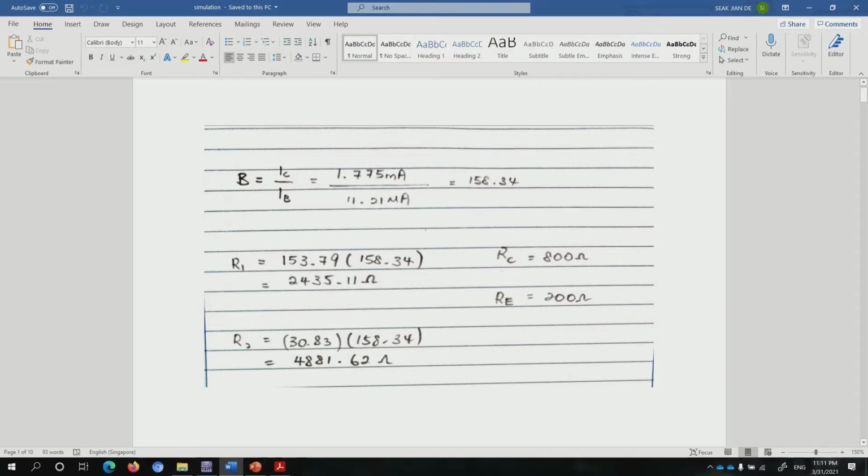for our prelab, which is R1 is 503.79 multiplied with the beta, and we get 2435 ohms. For R2, we get from the prelab 38.83 multiplied by the beta, and the value we get is 4881 ohms. And RC and RE are based on the prelab that we have calculated.